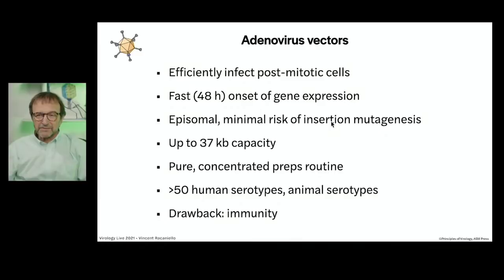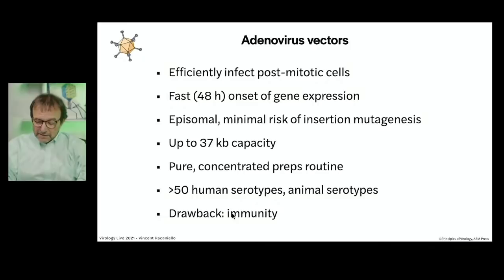We don't see this. And again, during this pandemic, people are always saying, is this going to insert in my genome? No, we never see that. Big capacity. You could have almost the whole genome capacity. You can easily make pure concentrated preps. There are a lot of human serotypes. There are animal serotypes, as you have learned in this pandemic. So you can change serotypes if we need to. We always thought that immunity would be a drawback. And I'll show you an example of where it is a drawback. But apparently in the current vaccines, COVID vaccines, it hasn't been an issue.